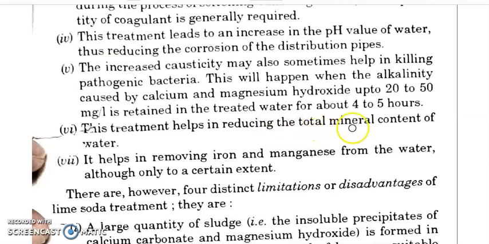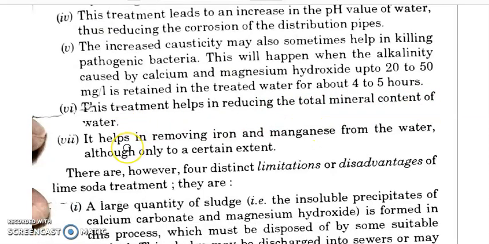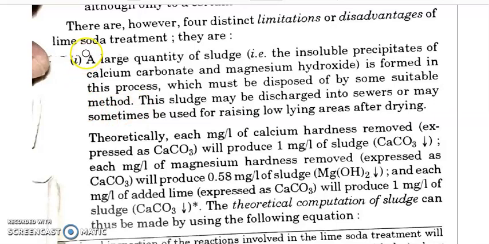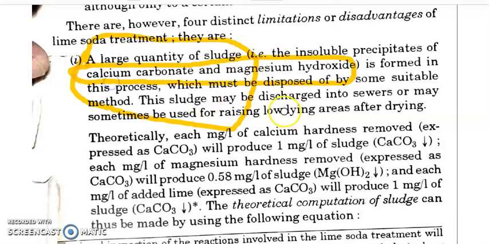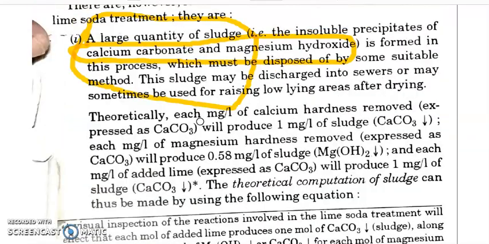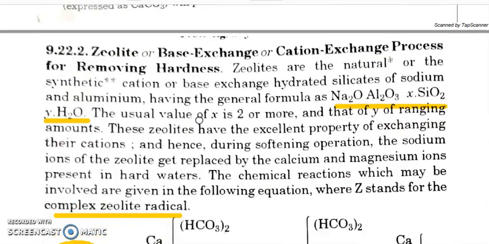This treatment helps in reducing the total mineral content of the water. So overall the mineral content will be less. It also helps in removing iron and manganese from the water to some extent. So these are some of the advantages, and there are some limitations and disadvantages also. The most important disadvantage is the large quantity of sludge which is developed. That is, the sludge is what? The insoluble precipitate of calcium carbonate and magnesium hydroxide. A large quantity of this is produced, and proper arrangements have to be made for disposal of this large quantity of sludge. So this is the important disadvantage, right? So we will see the zeolite softener in the next video.